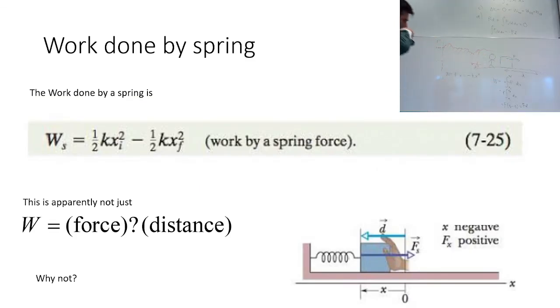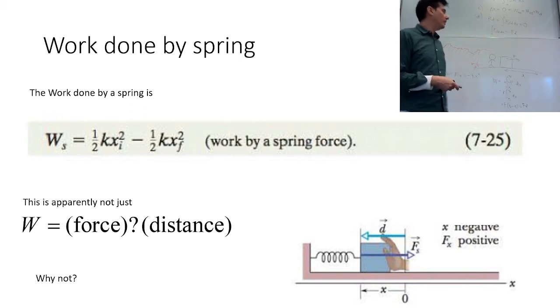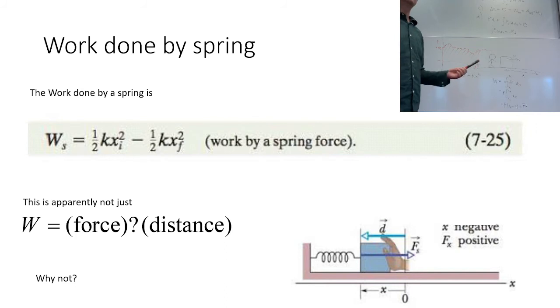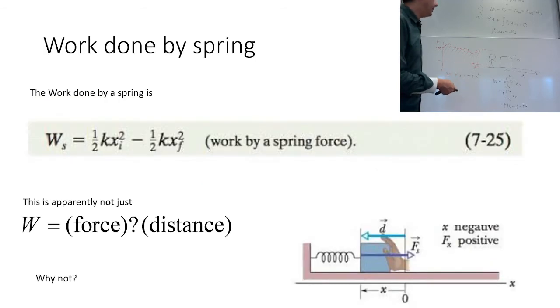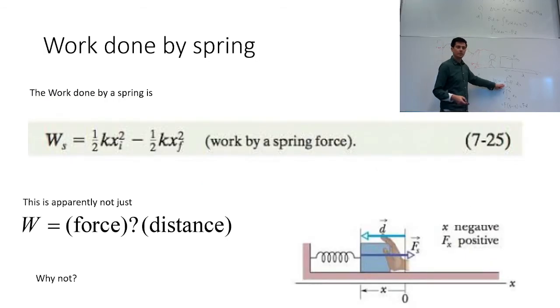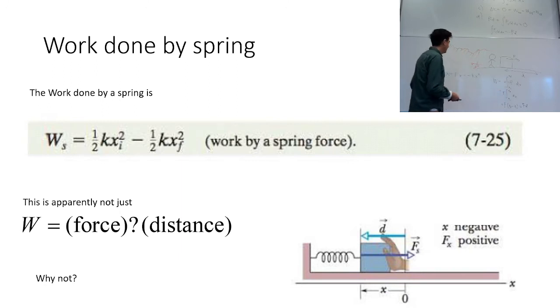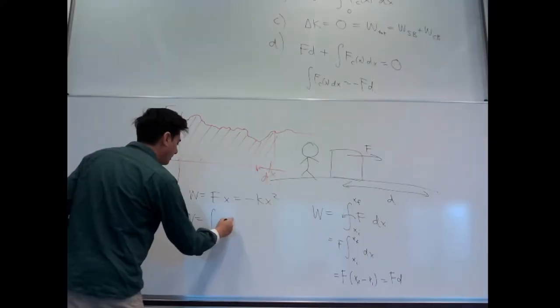Now, it's not just force times distance, because this force is not a constant. This force times distance formula, you can only use it if the force is just a constant. And actually, this force is changing. As you pull it, the force actually is getting bigger and bigger. So this is where we have to use our more general formula for work, which is the integral of force times distance. So we've got to use this formula.